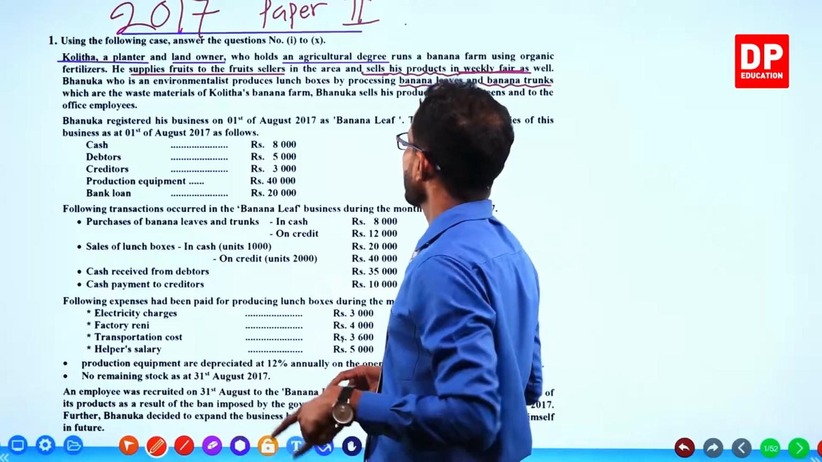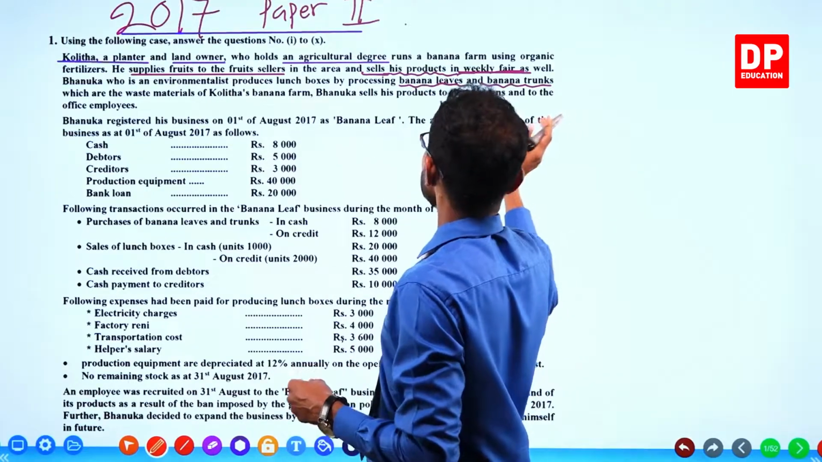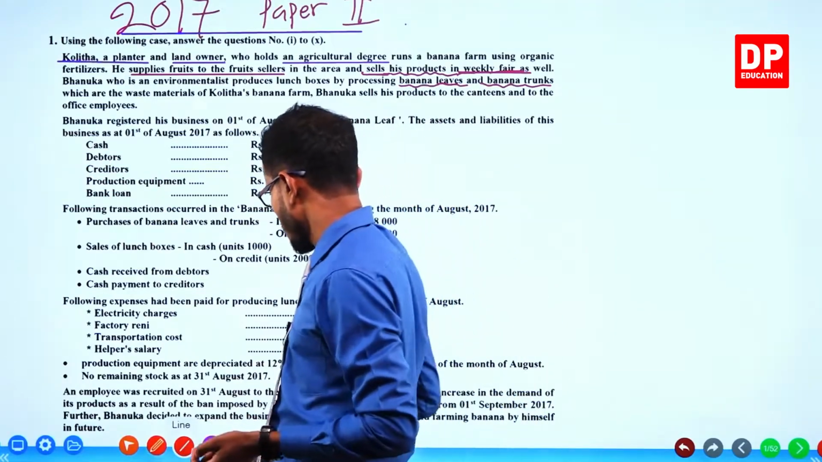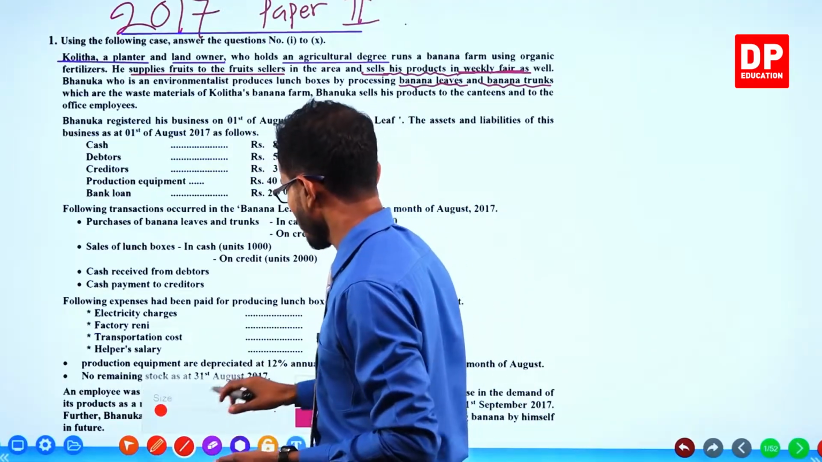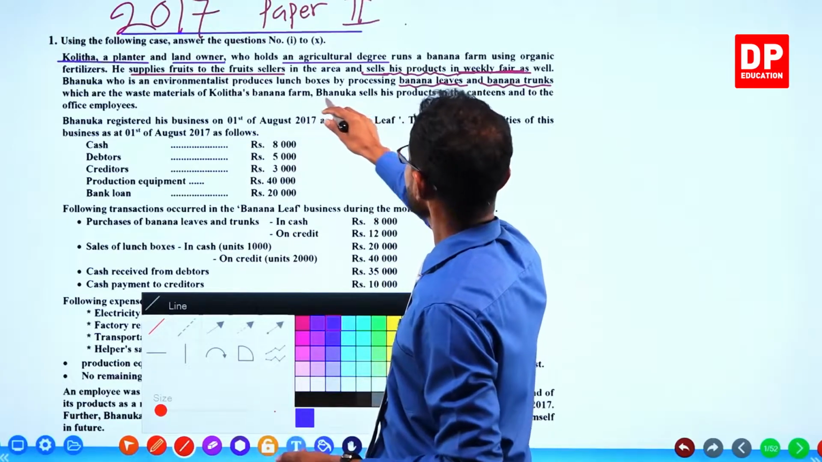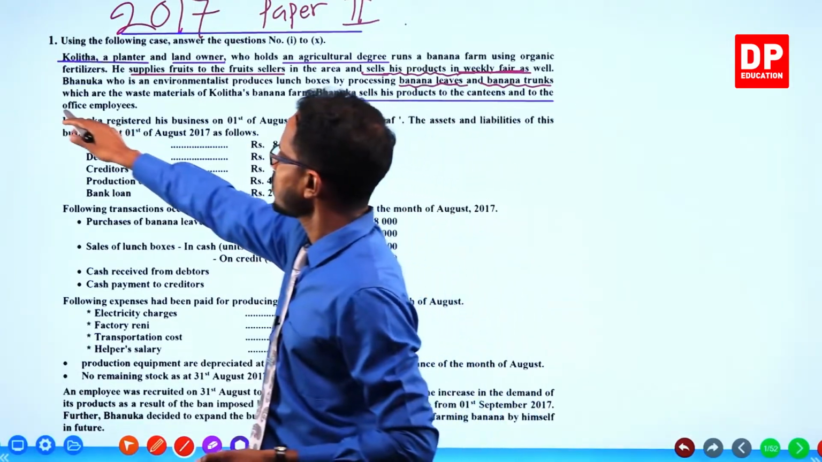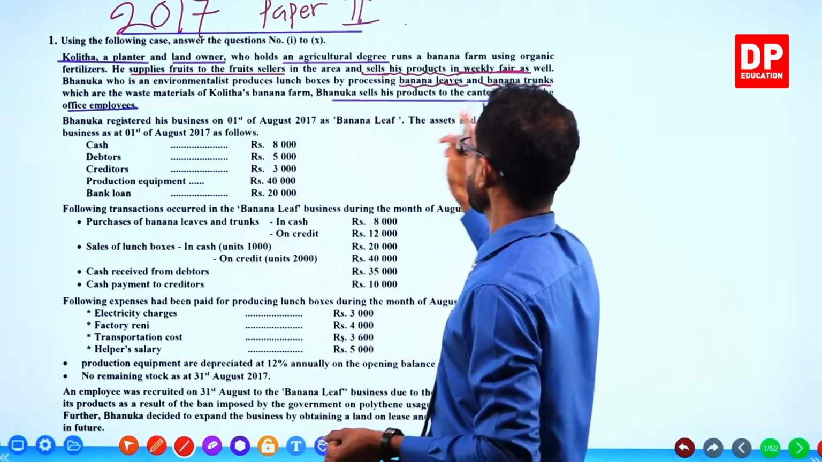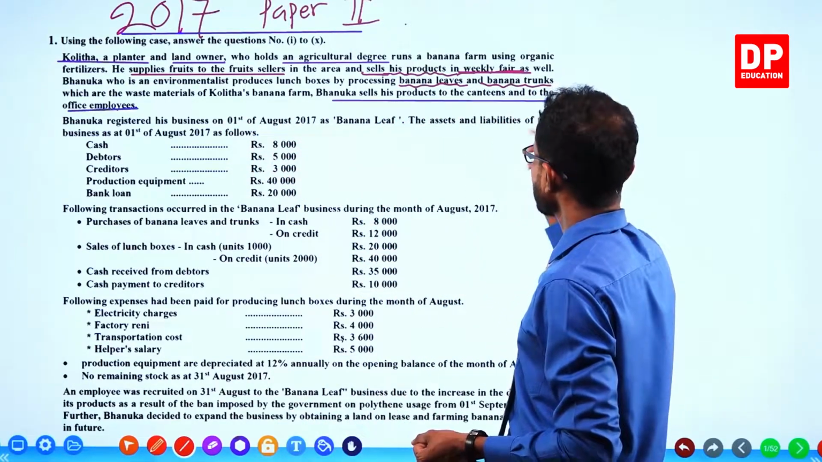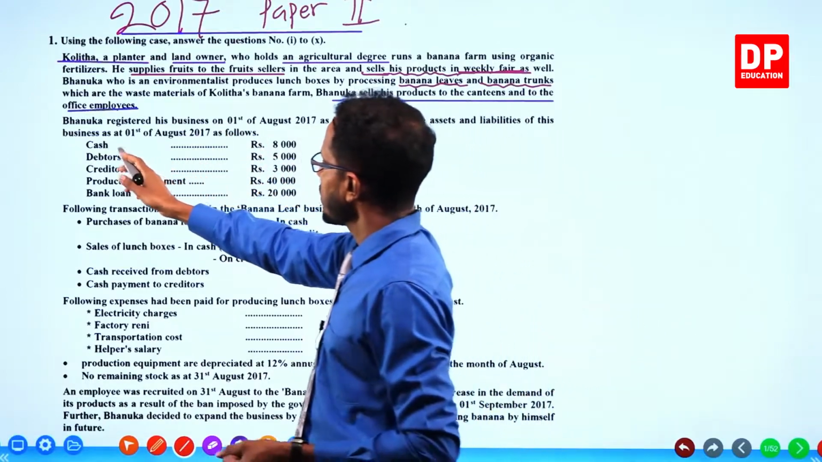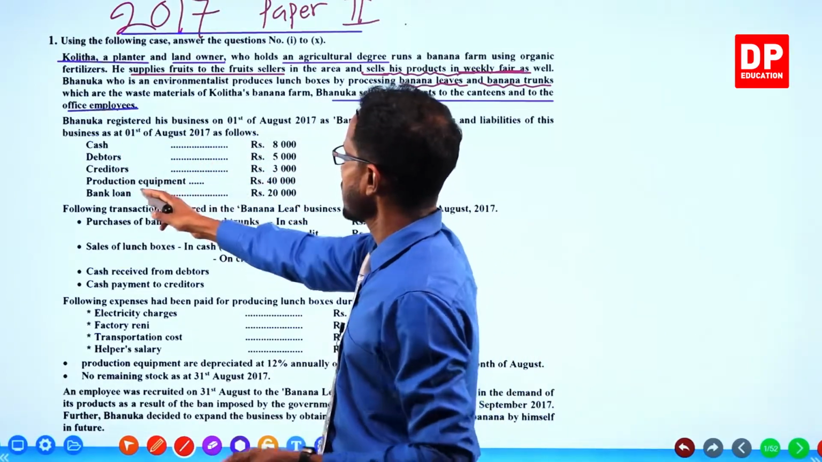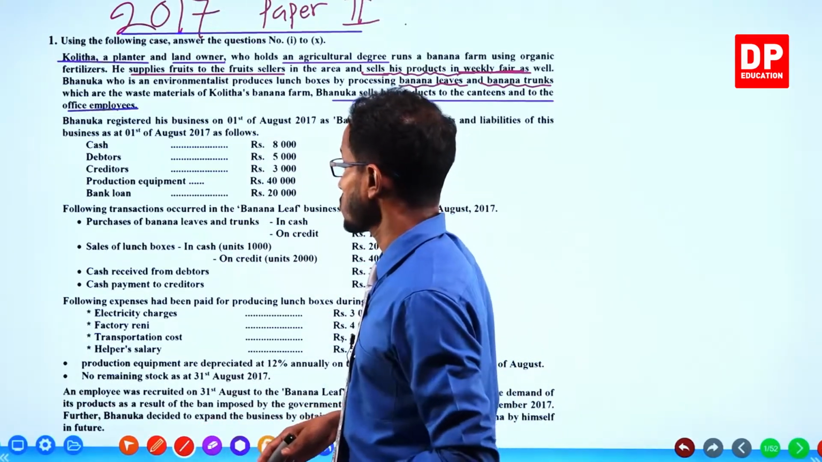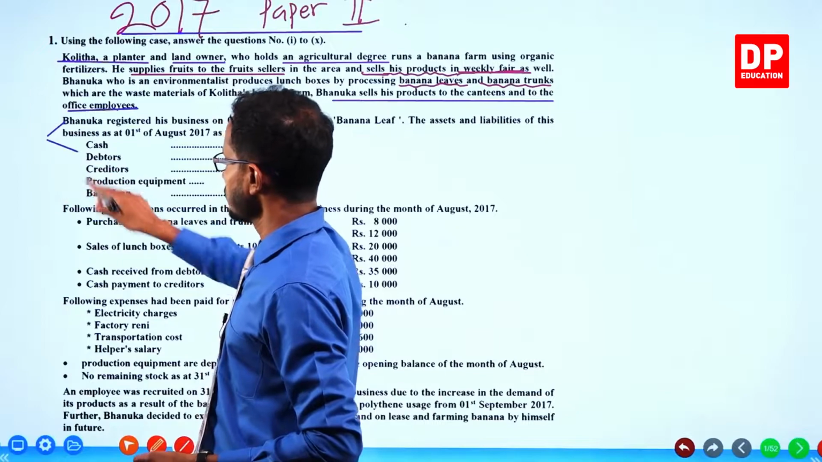Okay. And here Bhanuka sells his products to the canteens and to the office employees. He directly sells to the office employees. That is another key point. All right. Sales, canteens and office employees. Bhanuka registered his business on 1st August 2017. Banana Leaf is the name. Assets and liabilities of the business are given below. Cash there, debtors there, creditors there, equipment is there, bank loan. He has taken a bank loan too. This is Bhanuka's business.